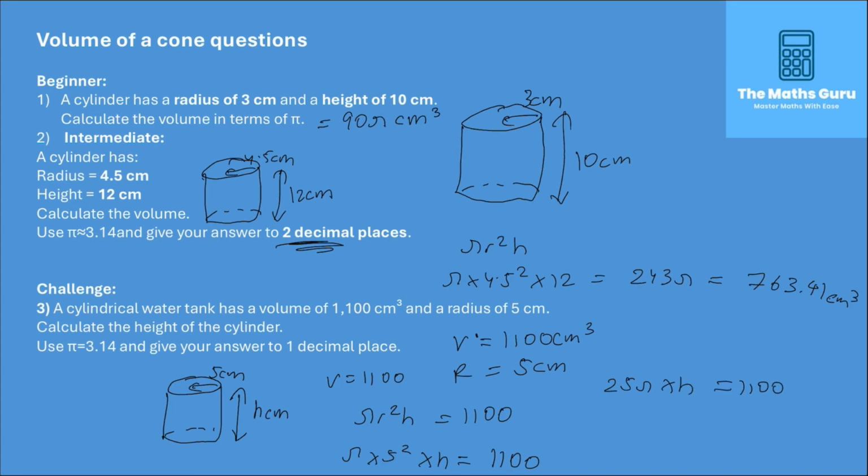And now this is a simple equation. We just want to work it to equate to h so we can find out our h. The way we do this is to get 25 pi on the other side, by dividing. So h equals 1100 divided by 25 pi, which is equal to 14.0 centimeters to 1 decimal place.